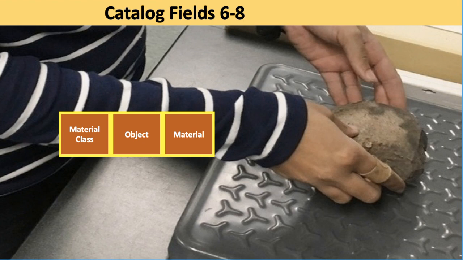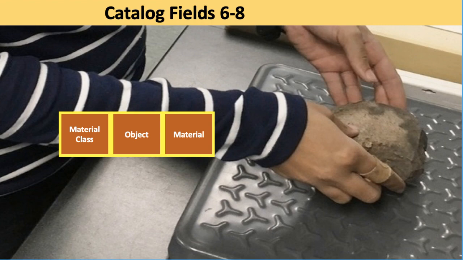Fields 6 through 8 are among the most challenging to accurately catalog. Material class is used to describe which of the broad categories an artifact belongs to, such as chipstone or unmodified shell. The object name is a description of what the artifact actually is, for example, a fishhook or arrowhead. The material category lists the material type of the object. Examples for this are quartz or small mammal bone. It is important to follow the listing of options for each of these categories as described in Appendix C of your handbook.